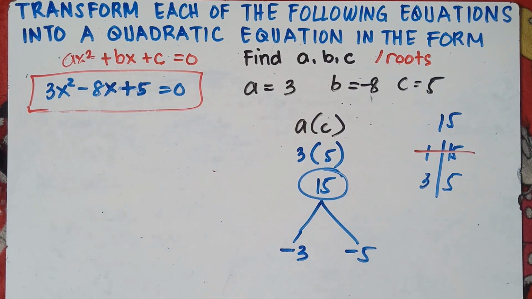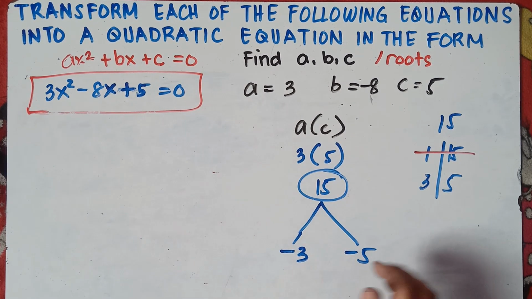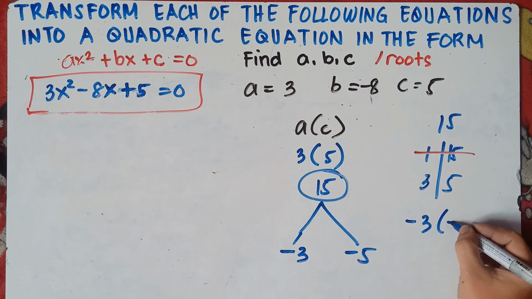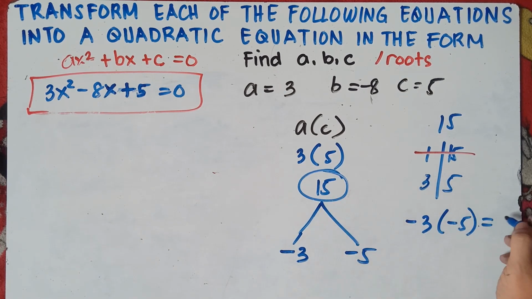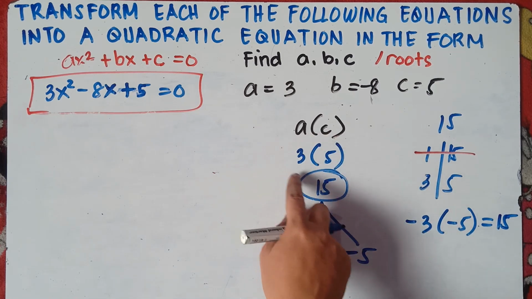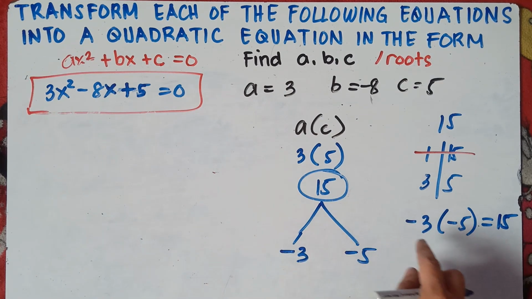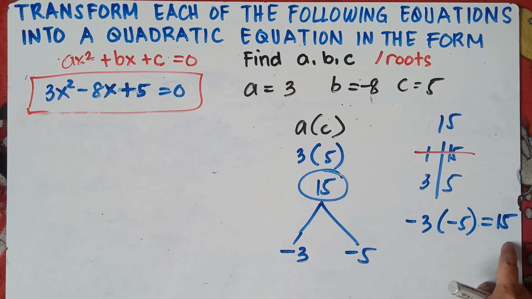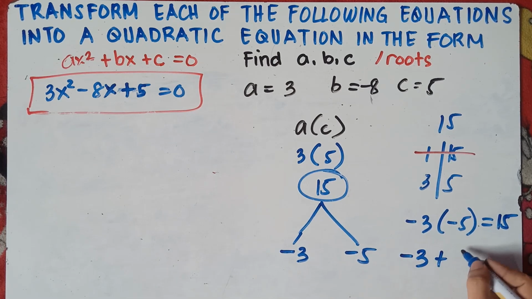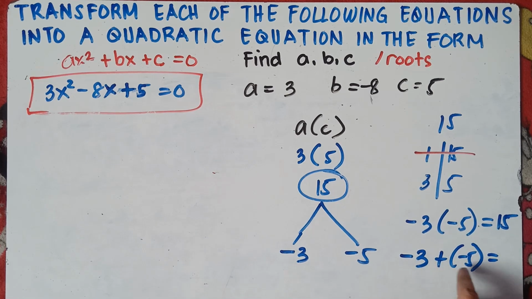Why is that, sir? Because negative 3 times negative 5 equals positive 15, and our answer for A times C is positive 15. Positive 3 times positive 5 is positive 15, and negative 3 times negative 5 is also positive 15. If the signs are the same, you copy the sign, then add the numbers. 3 plus 5 is 8, so negative 8. Therefore, our factors will be negative 3 and negative 5.